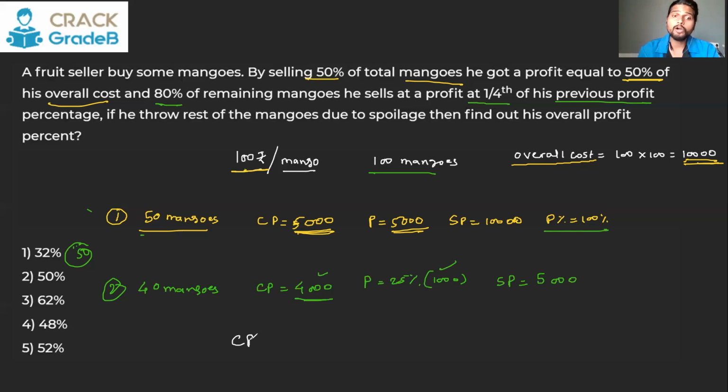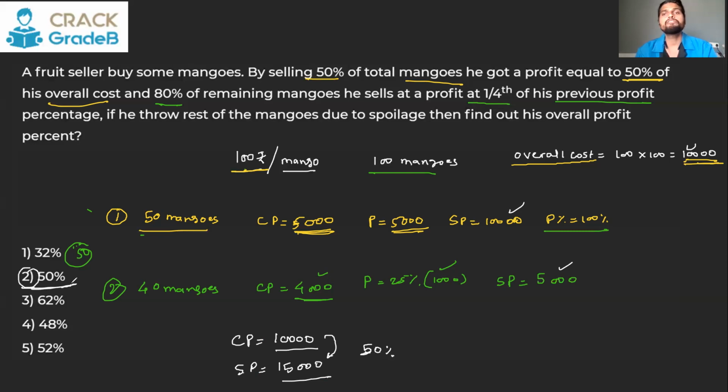So what is his overall cost price? Overall cost price was 10,000. And how much did he earn ultimately by selling all the mangoes? In the first lot, he earned 10,000. In the second lot, he earned 5,000. So entire selling price will be 15,000. So they are asking, what is his entire profit percent? Clearly there is a 5,000 profit on 10,000. So you can solve it easily. There is a 50% profit. So entire profit is going to be 50%.